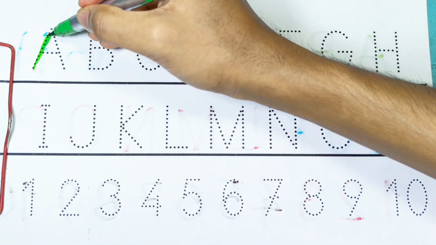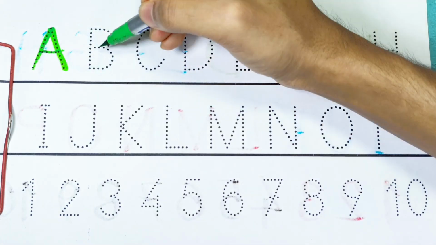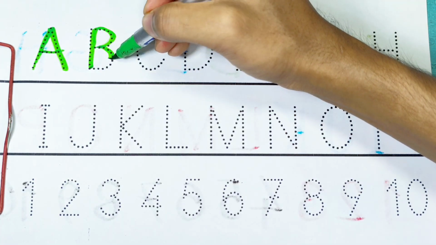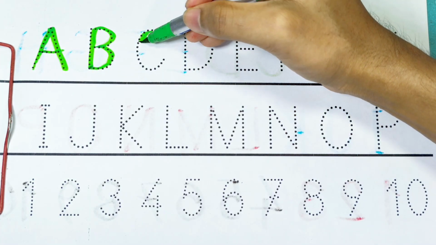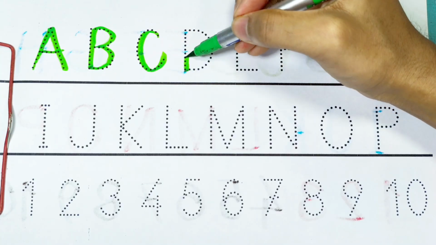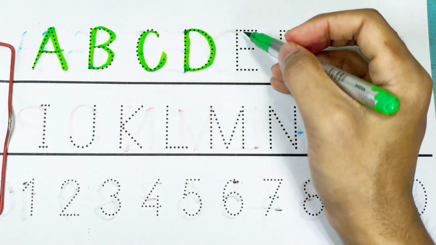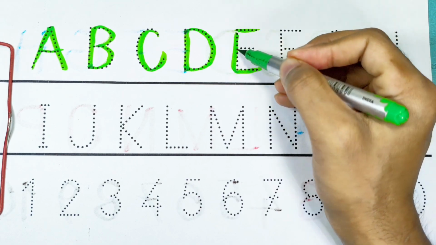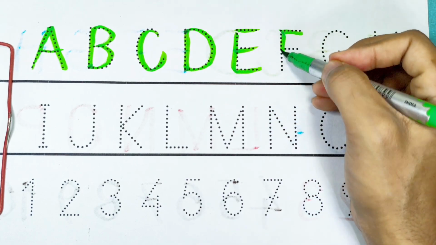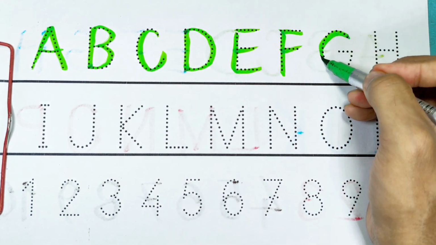writing the alphabet of A. Stay with us. A. Now we're writing the alphabet of B. The next one is C. Now we're writing the alphabet of D. D for dog. The next one is E. Stay with us. E for egg. F for fish.